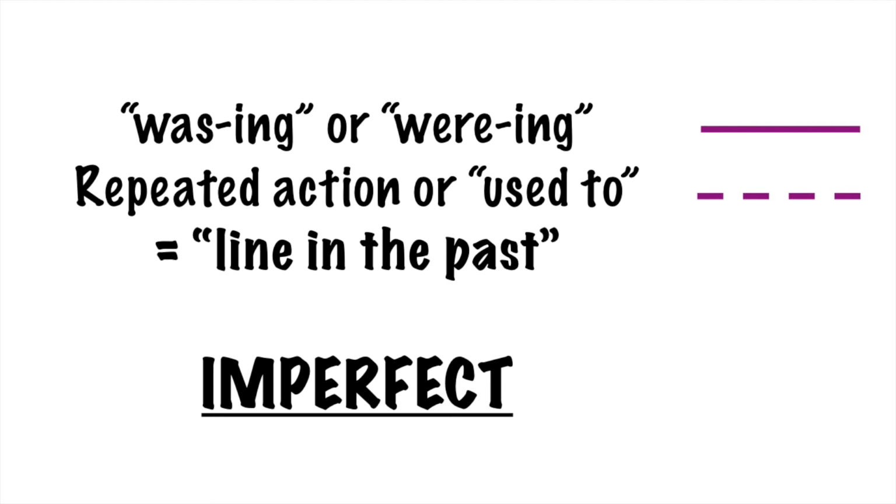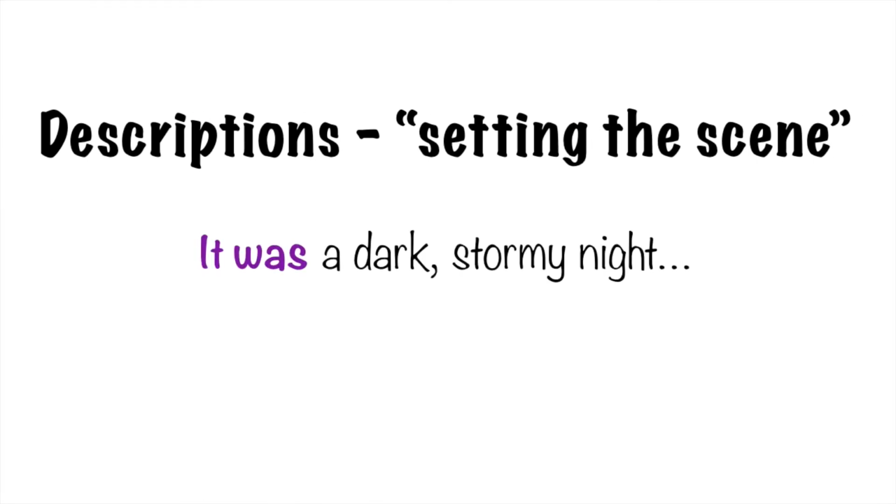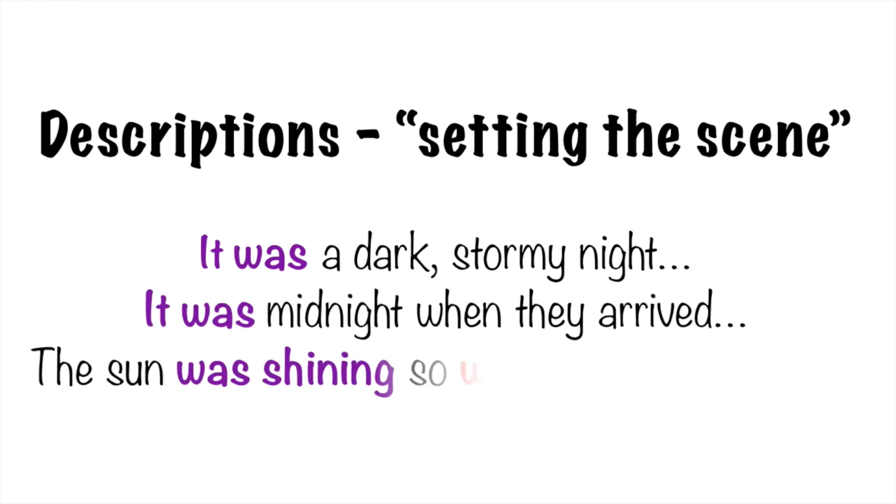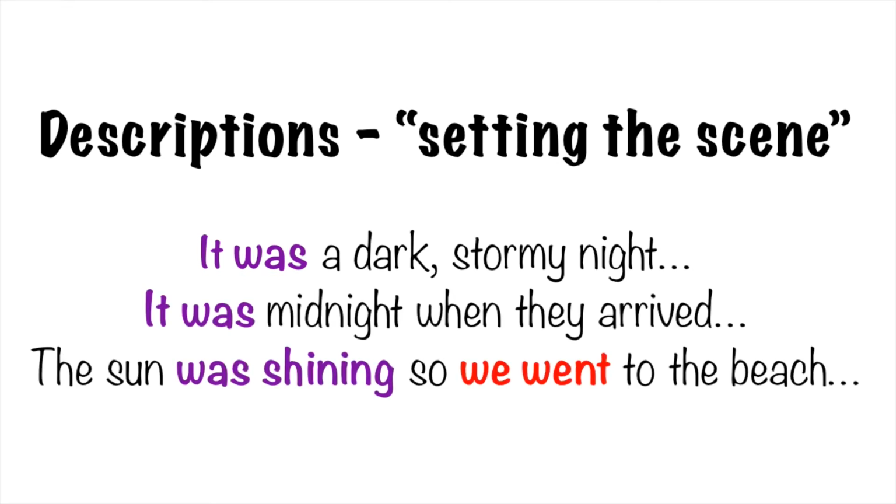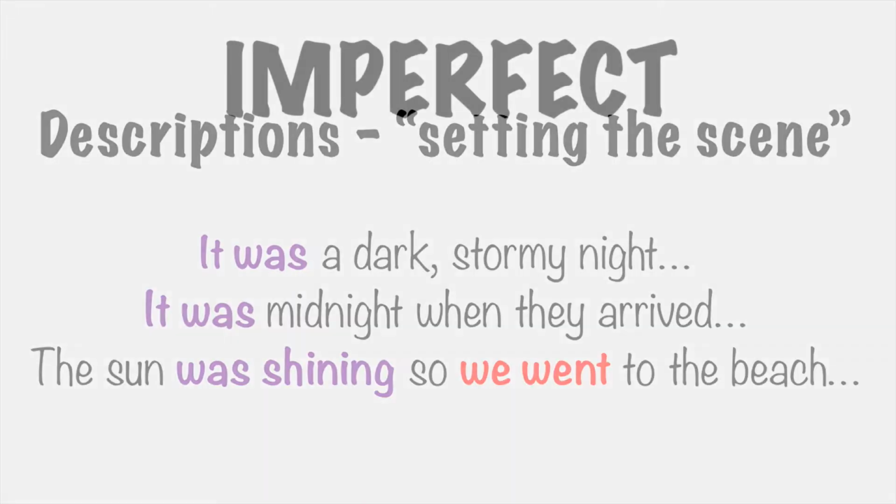Finally, there's one more situation when we need to use the imperfect. If we're setting the scene or giving a description in the past, then we need to use the imperfect tense. In the final example here, the sun was shining, so we went to the beach. We've got two past tenses. The first one, the sun was shining, helps set the scene. Also, it tells us something was happening, so we need to use the imperfect tense. The second action, we went, is a completed action. We don't use the imperfect tense for completed actions.